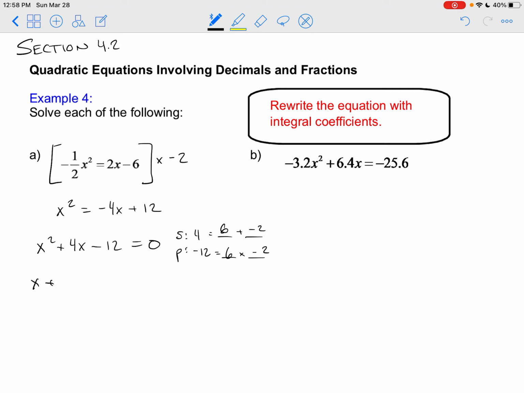So we have x plus 6 and x minus 2 are equal to 0. Again, deal with each of these separately. And there you go. So our solutions here are x equals negative 6 and x equals positive 2.